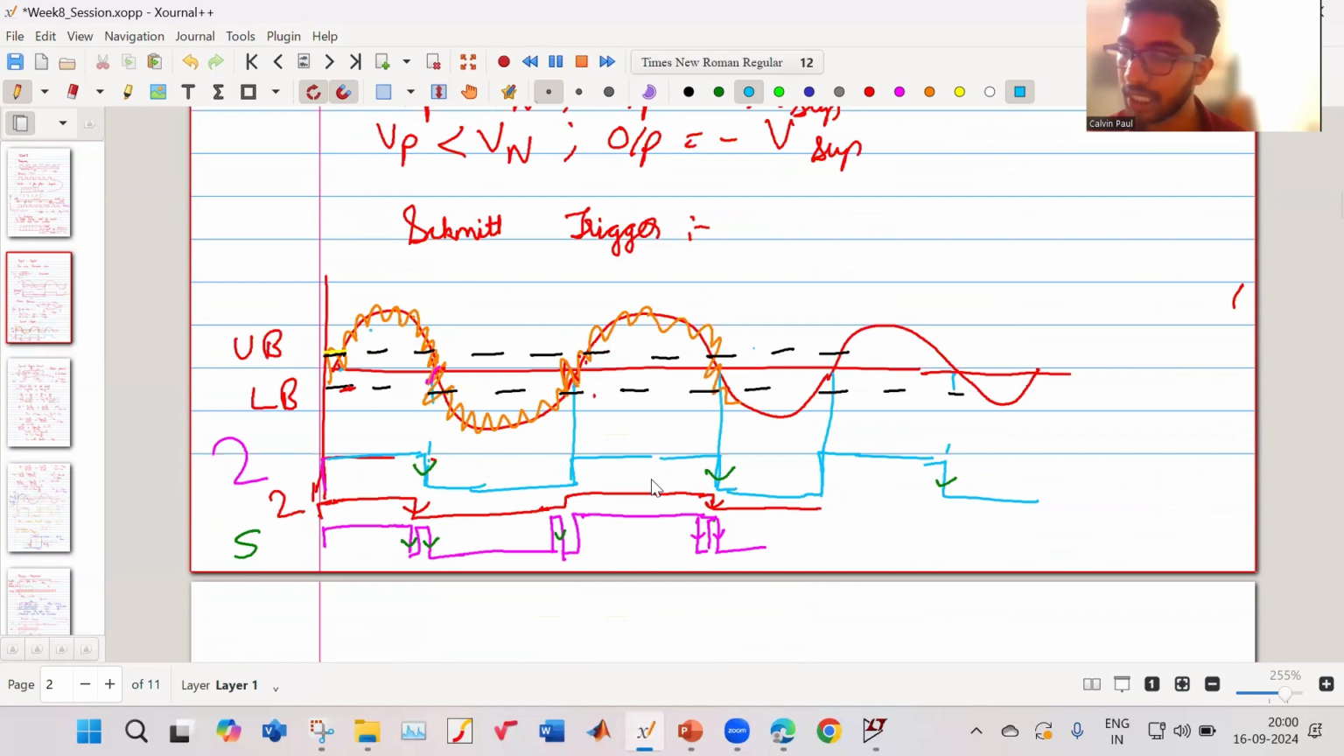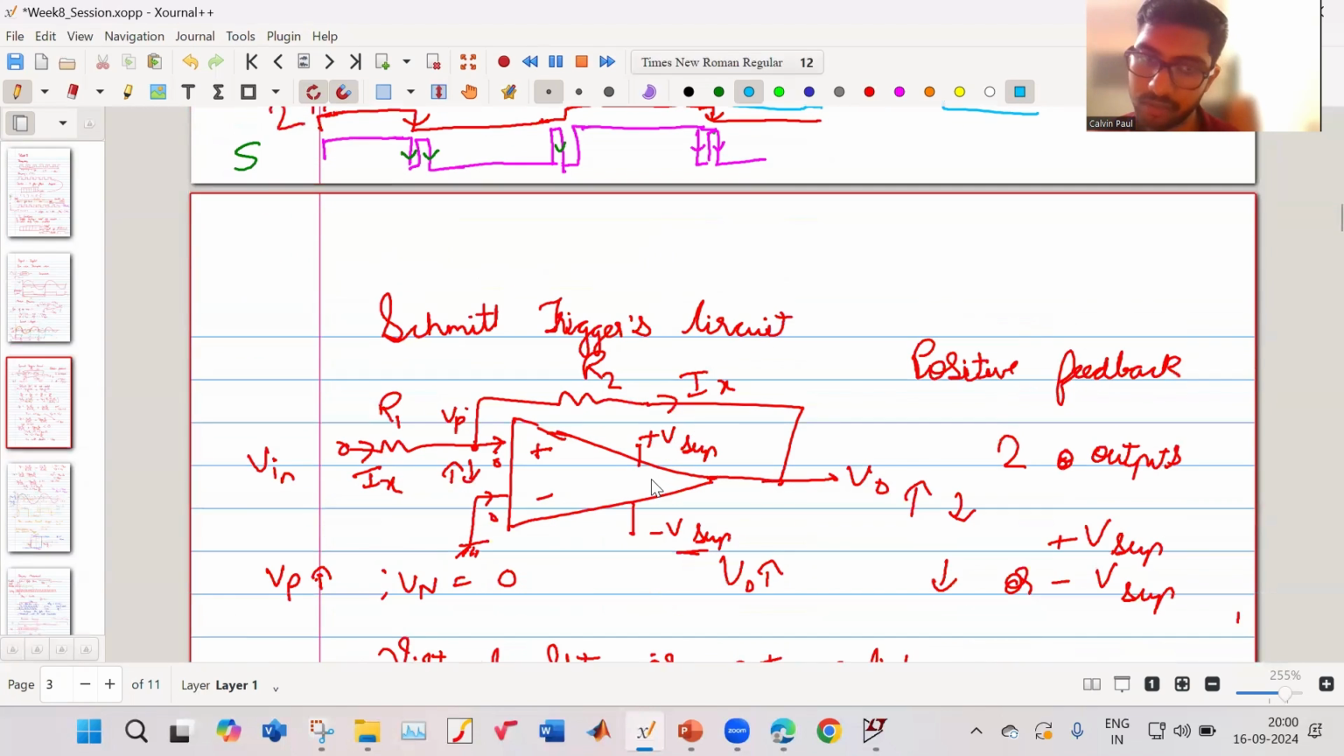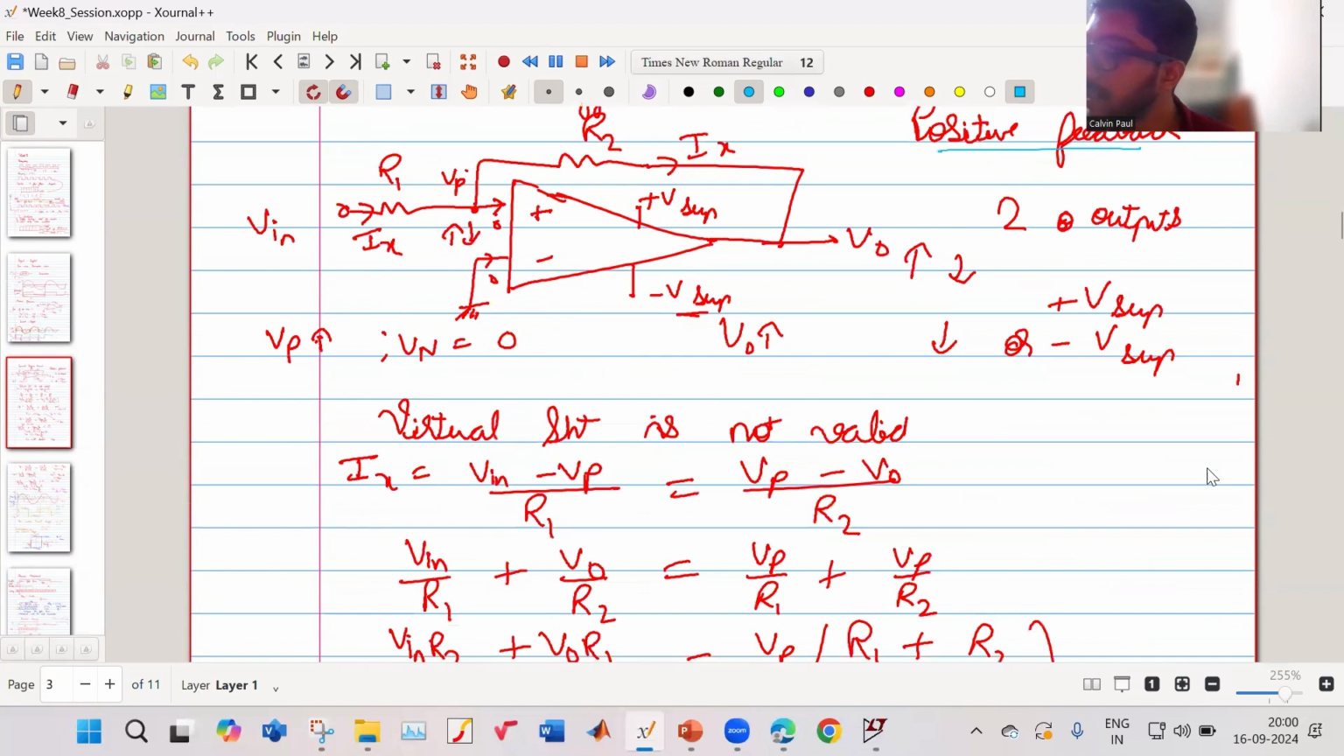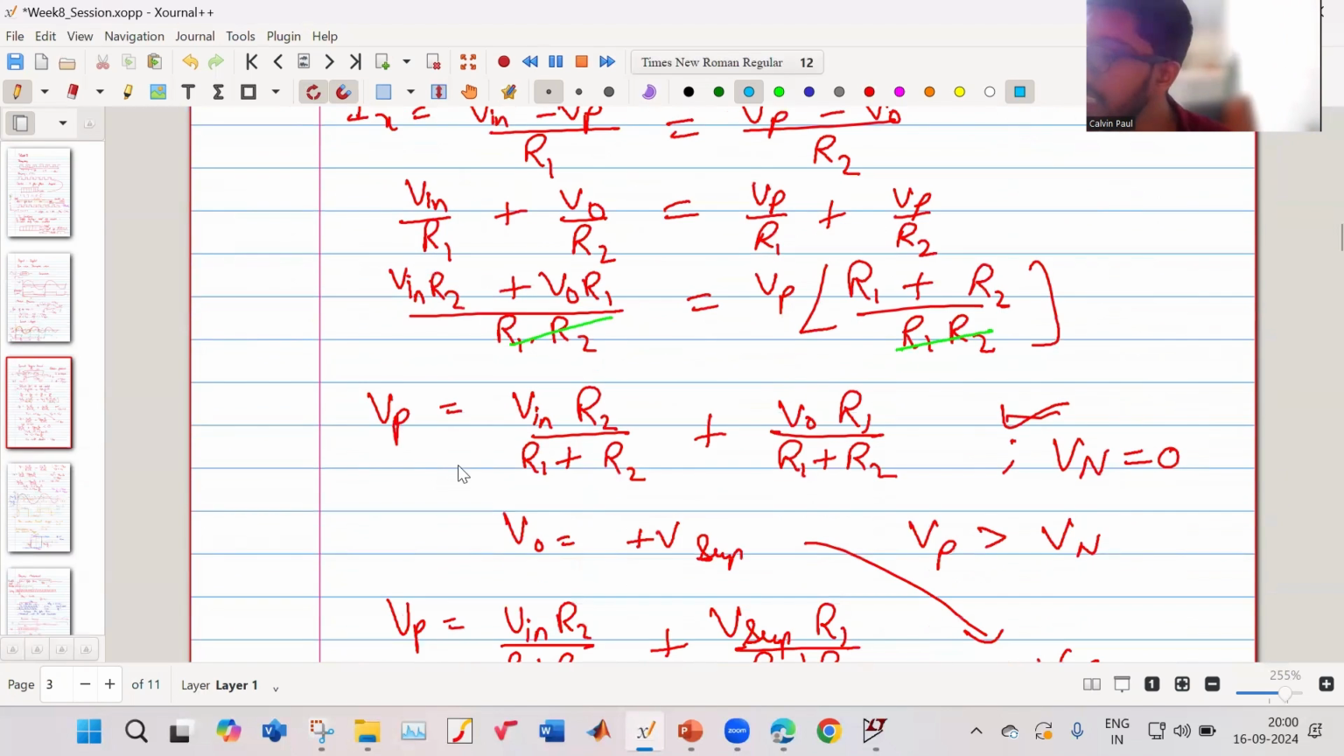And that also I showed in LTSpice. Although I couldn't show the noise problem, I'll look into whether I can add that in further lectures. Then we saw the Schmitt trigger, and how positive feedback should be there. And then this expression, which is important. That's why I derived it, how it is derived.